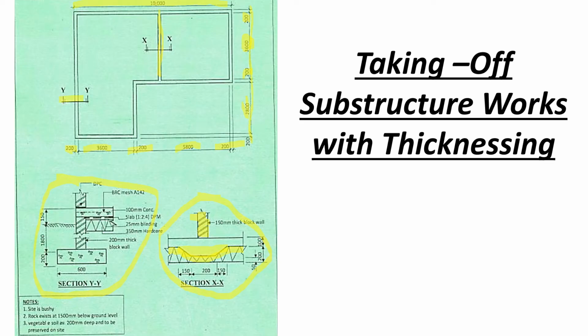And here we have the section YY, which is here, and the section XX, whereby we can see it here, and we can see it's where the thicknessing has been done. So we have the notes down here, whereby we are told the site is bushy and rock exists 1500 millimeters below ground level. We also have vegetable soil, which is average 200 millimeters deep, to be preserved on site.